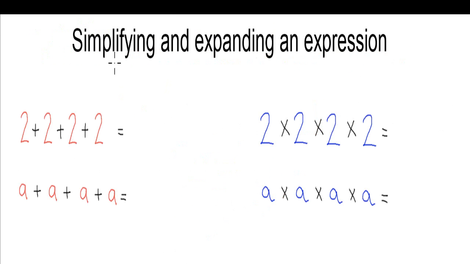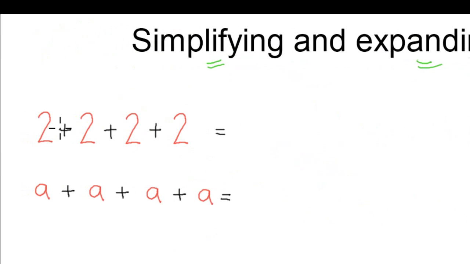In this video, we're going to talk about how we can simplify and expand an expression. So for example, if we have this expression, 2 plus 2 plus 2 plus 2, is there any way we can make it shorter? Well, we can just count how many 2's we have. We've got 1, 2, 3, 4, so we have 4 lots of 2. So that's 4 times 2. That means we have 4 lots of 2. So 1, 2, 3, 4, right? So that's basically now simplified. The expanded form was here, now we've got it simplified.